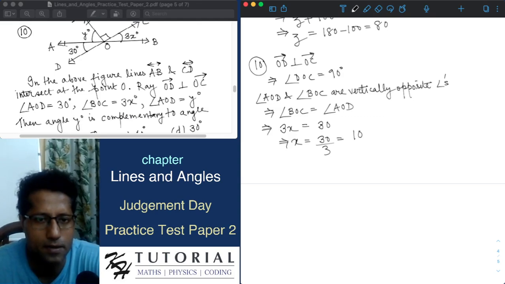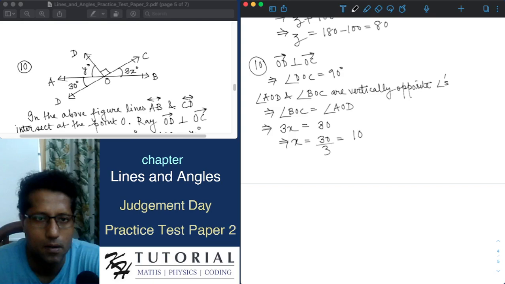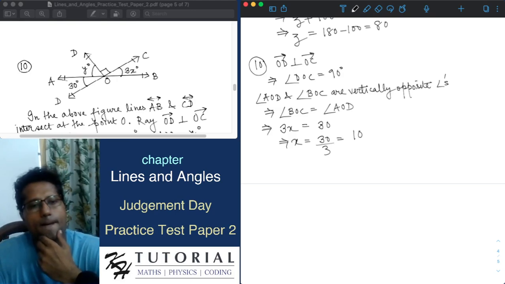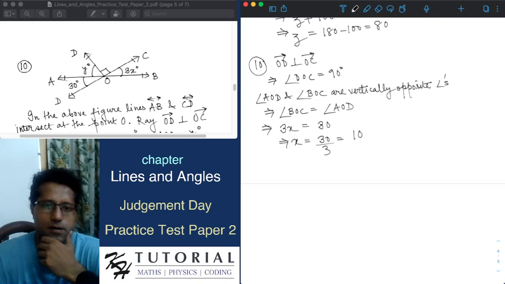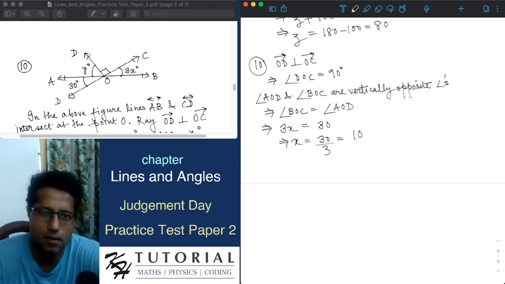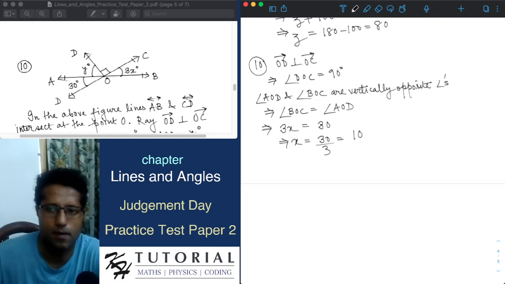Then angle y degree is complementary to angle. Now to find y, we actually do not need x. We can clearly see that 30 degree plus y plus 90 degree is equal to 180 degree. Now I'm not sure why at all the 3x is given.